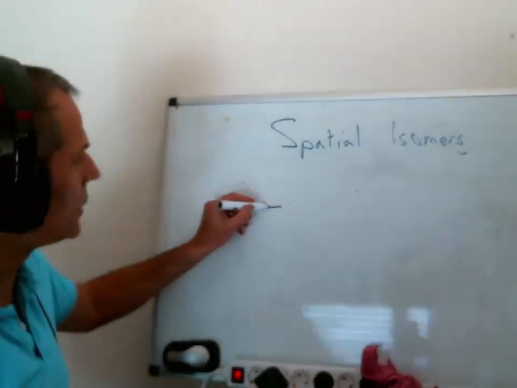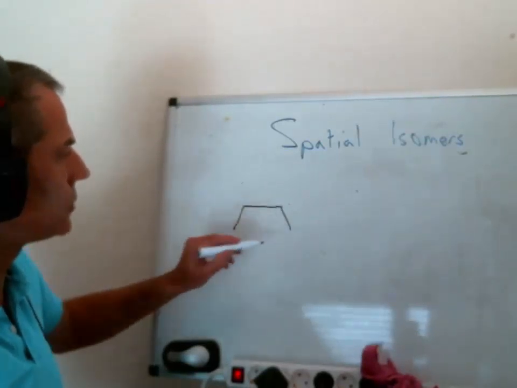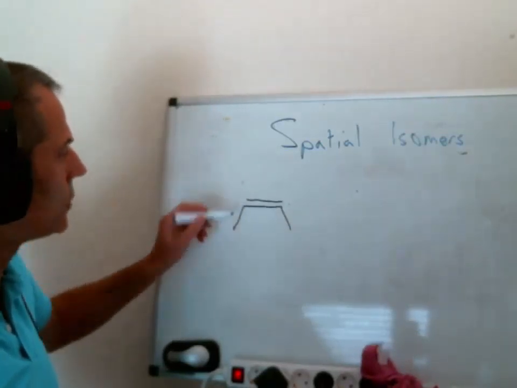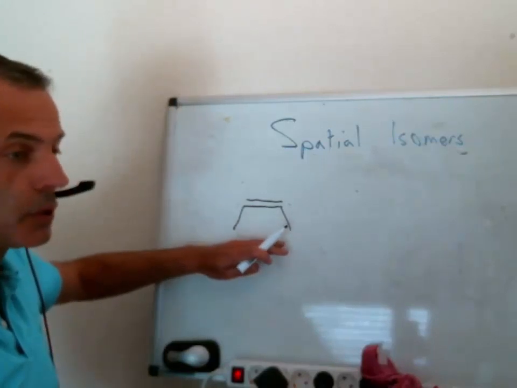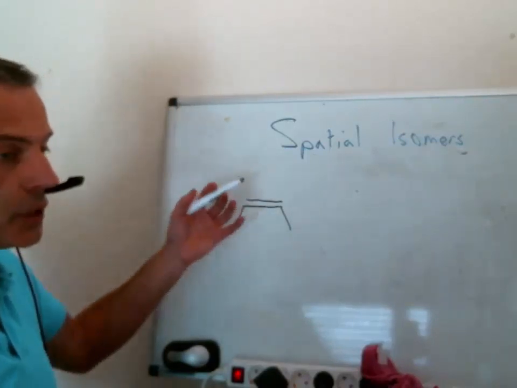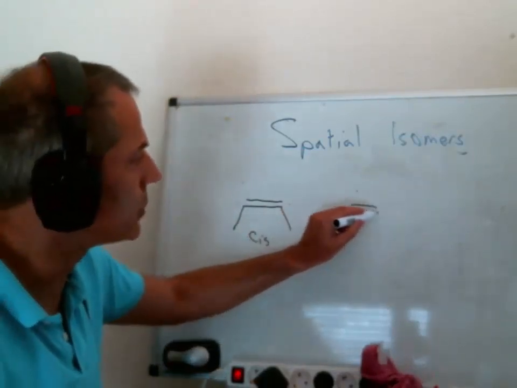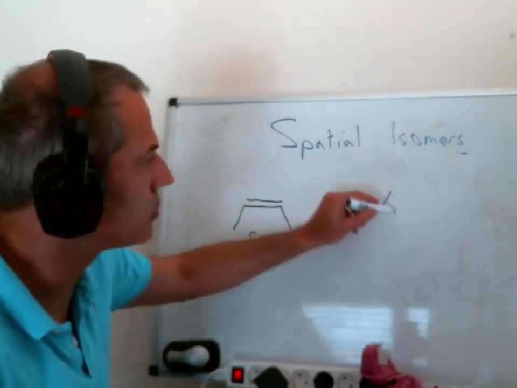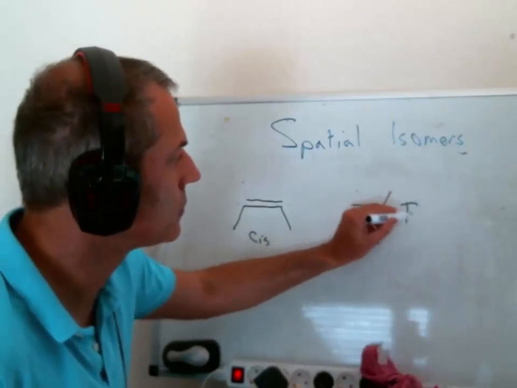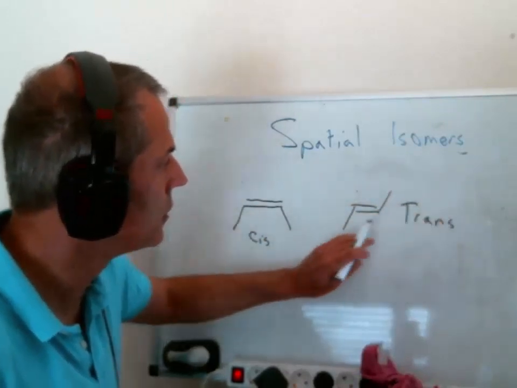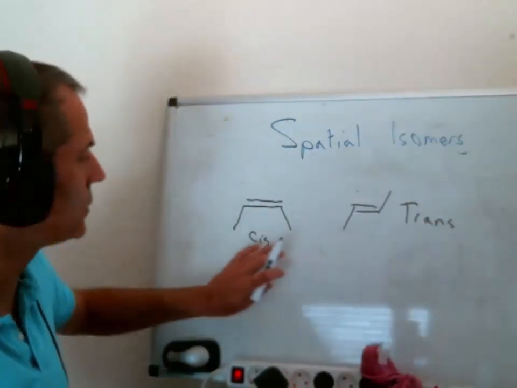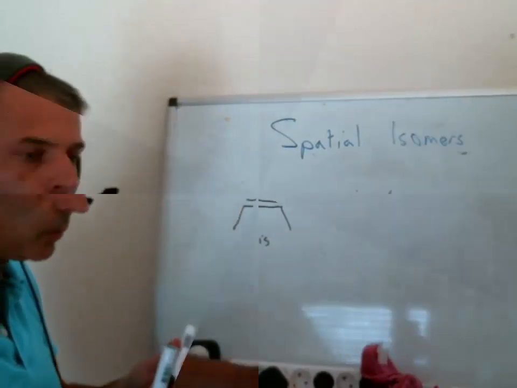Usually we can say if they're substituents on a double bond, if they're on the same side, this is called the cis isomer, and if they're on opposite sides, they are the trans isomer. Trans by being opposite, cis is on the same side.